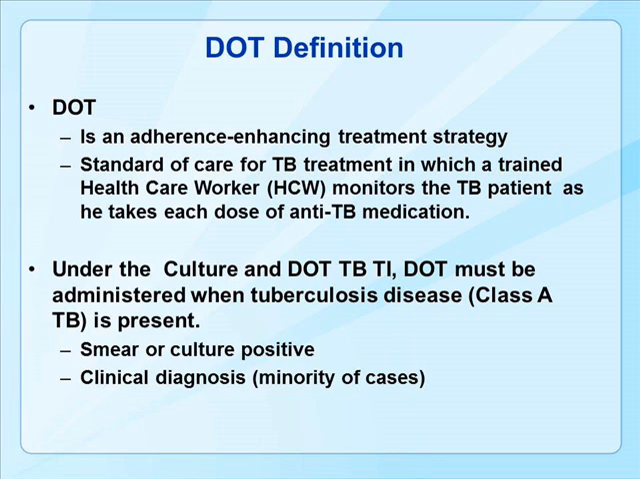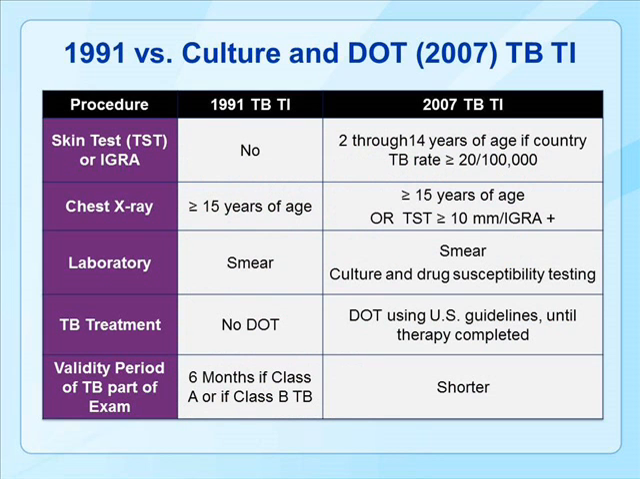So under the culture and directly observed therapy TBTIs, directly observed therapy must be administered when TB disease, that is class A condition, is present. Even if it's a clinical diagnosis, if the patient's under treatment for active tuberculosis, they'd be required to have directly observed therapy. So in summary, comparing the 1991 TB technical instructions with the current culture and DOT TB technical instructions.